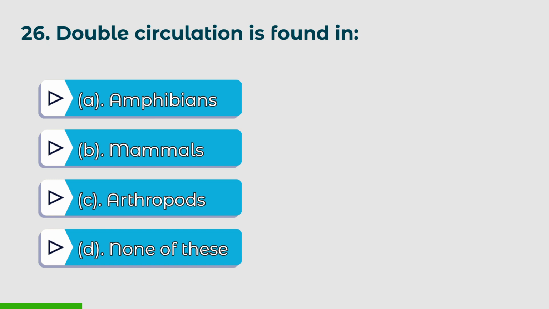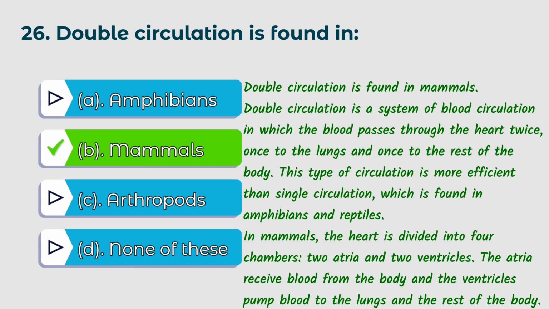26th question. Double circulation is found in options A. Amphibians, B. Mammals, C. Arthropods, D. None of these. The right answer is B. Mammals. Double circulation is found in mammals. Double circulation is a system of blood circulation in which the blood passes through the heart twice, once to the lungs and once to the rest of the body. This type of circulation is more efficient than single circulation, which is found in amphibians and reptiles.